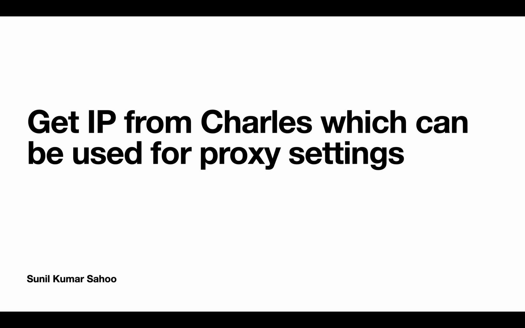Now first step is get IP from your Charles, which can be used for proxy settings. Why is it required? Okay. So how does Charles work? Charles is used for network proxying. That means from your mobile you are making a connection to the server, and this Charles works in middle.